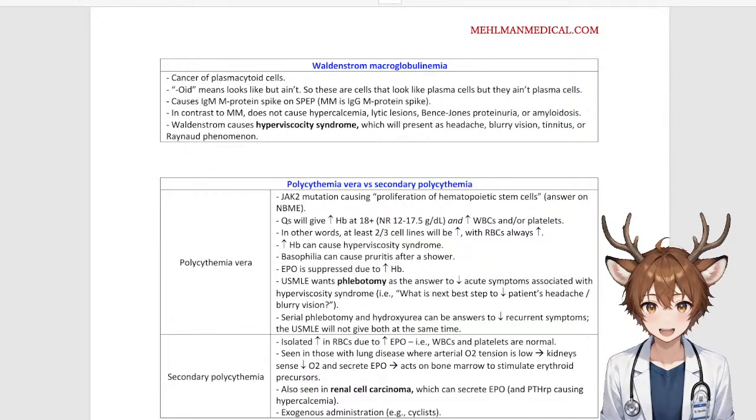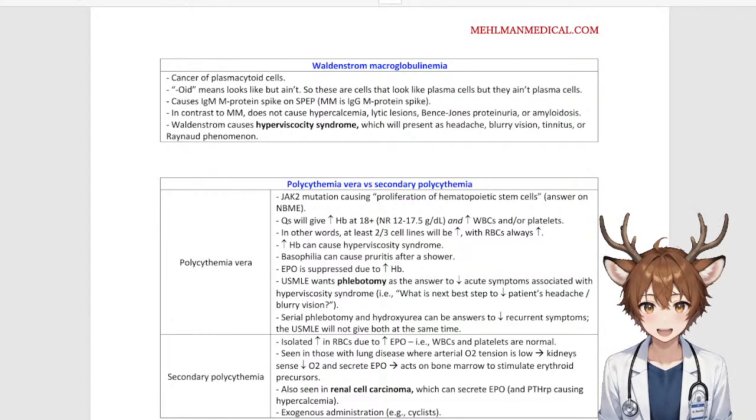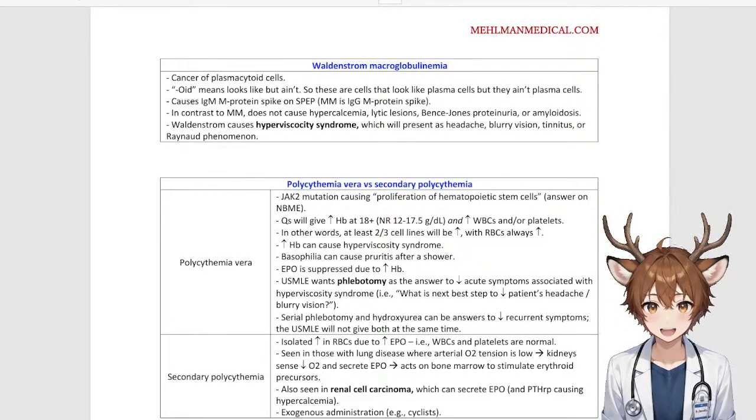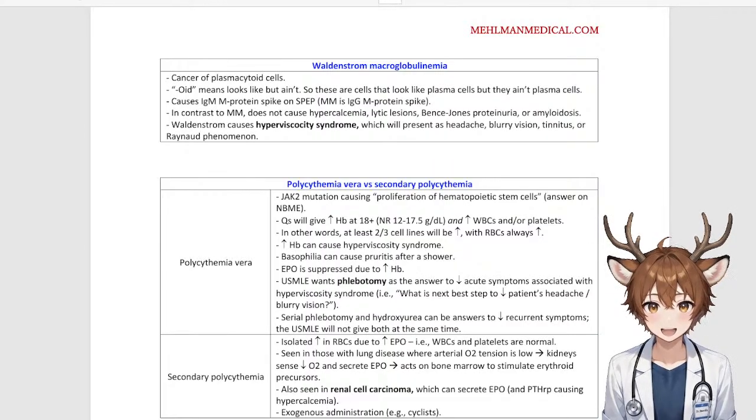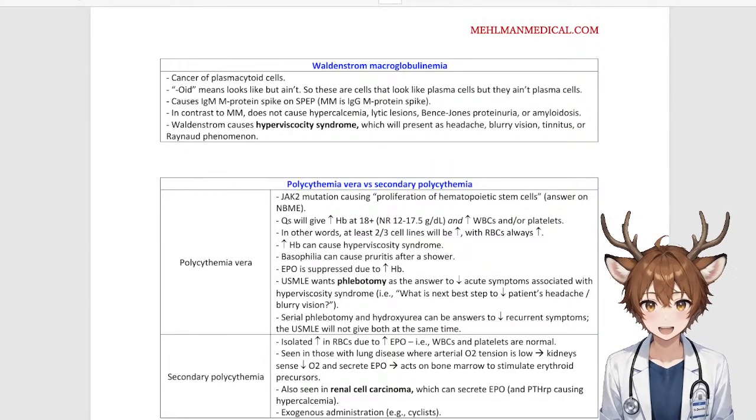Hemoglobin being elevated can cause hyperviscosity syndrome. Basophilia can cause pruritus after a shower. Erythropoietin is suppressed due to the elevation in hemoglobin. USMLE wants phlebotomy as the answer to decrease the acute symptoms associated with the hyperviscosity syndrome.